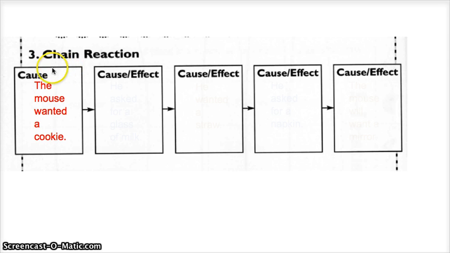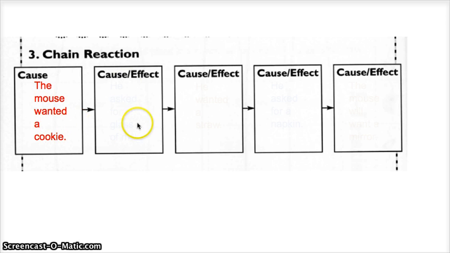We can also have a chain reaction. That's where one cause leads to an effect, which becomes a cause for another effect, which leads to another effect, which then becomes the cause for another effect. This is a lot like the book, Give a Mouse a Cookie.